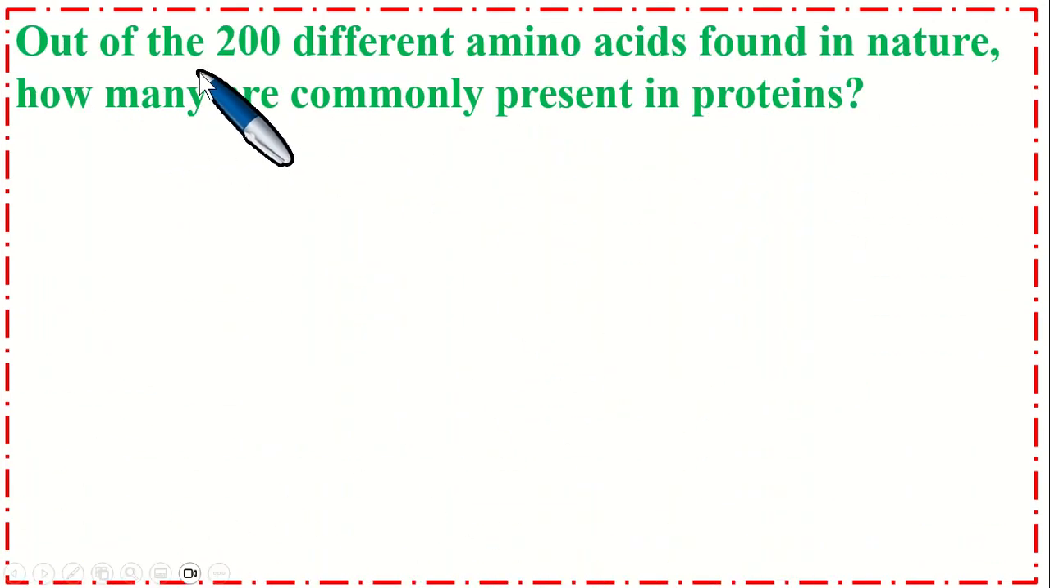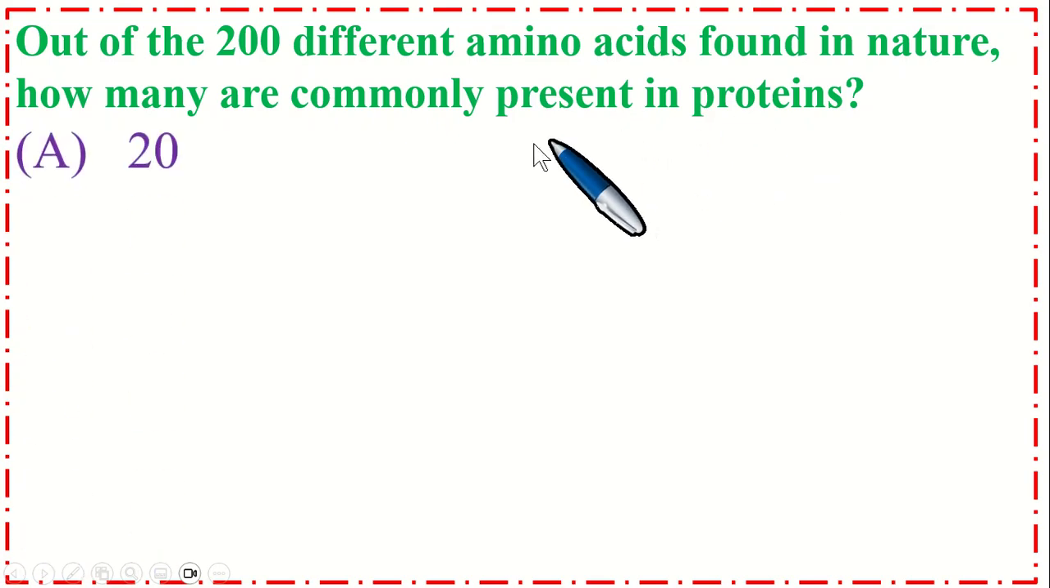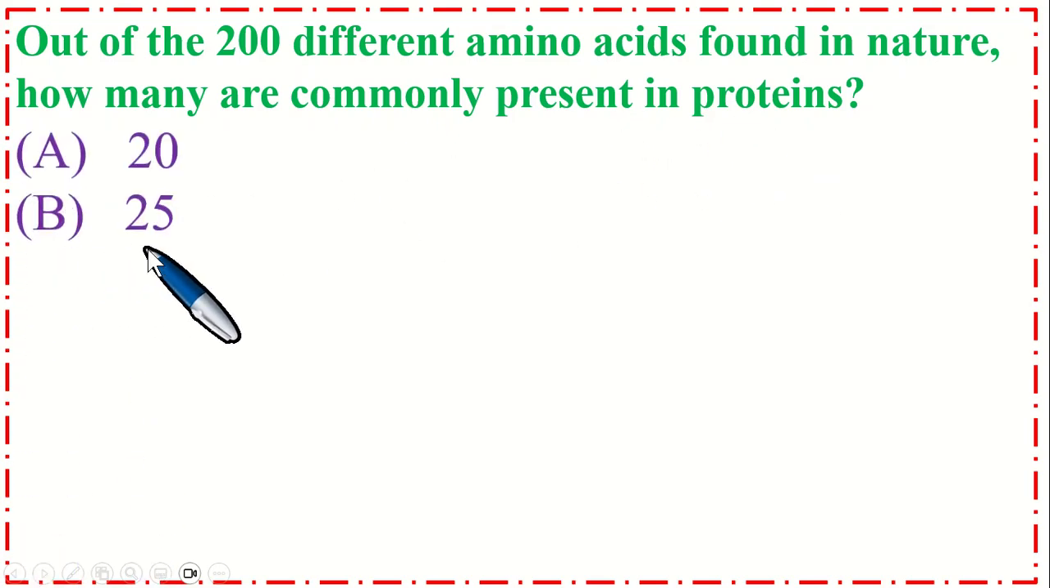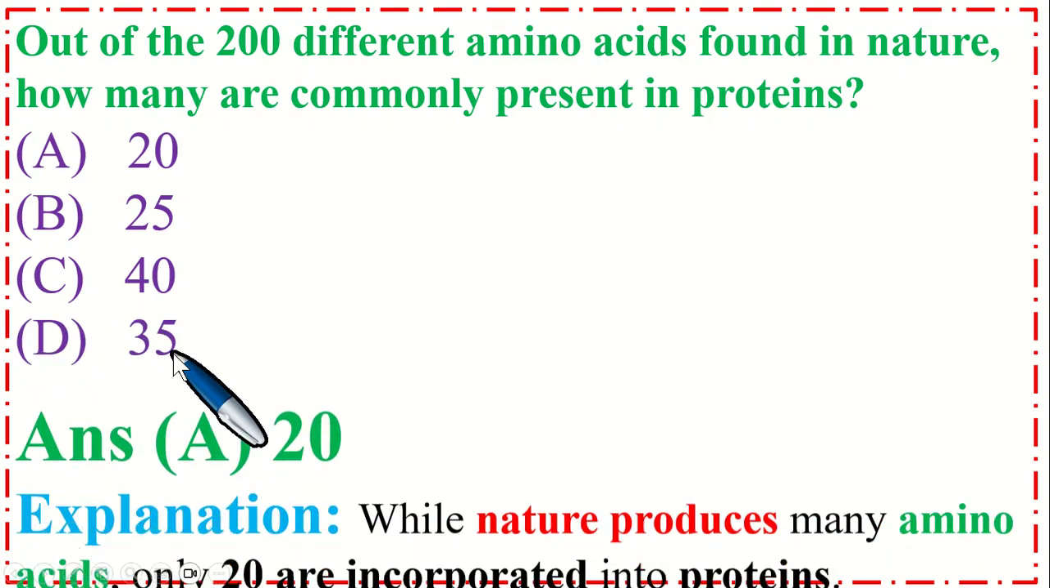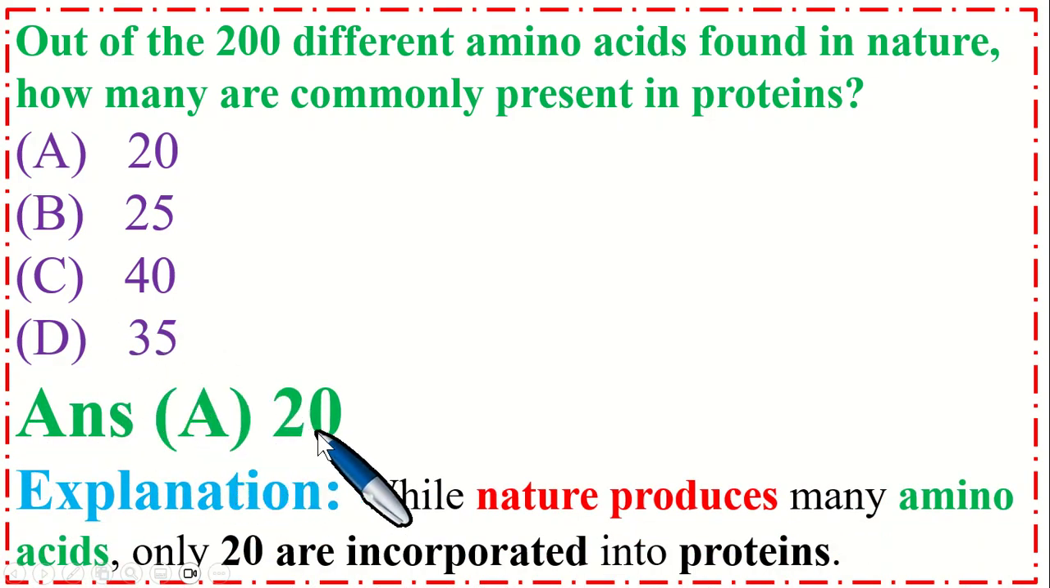Out of 200 different amino acids found in nature, how many are commonly present in proteins? Option A 20, B 25, C 40 and option D 35. So the correct option is A, 20. Explanation: while nature produces many amino acids, only 20 are incorporated into proteins.